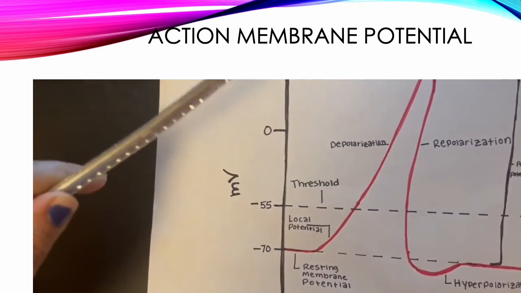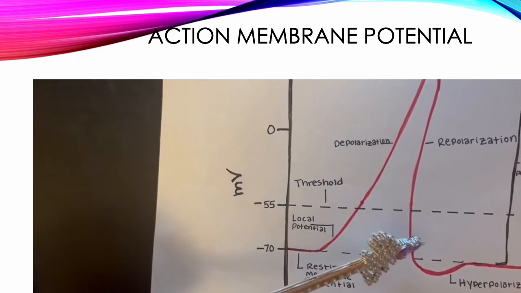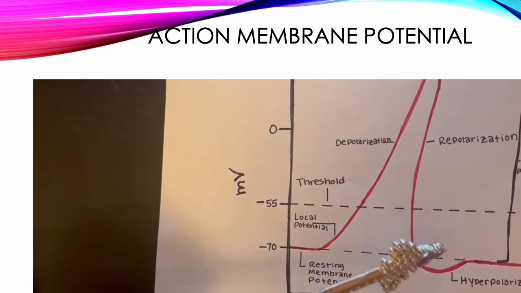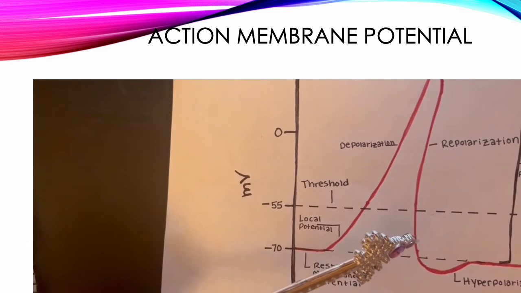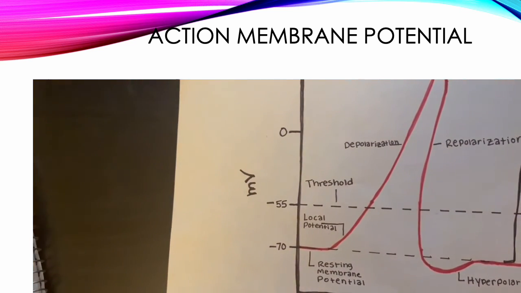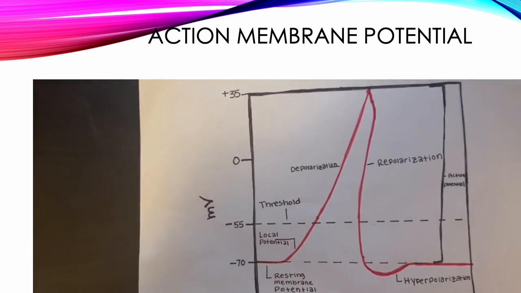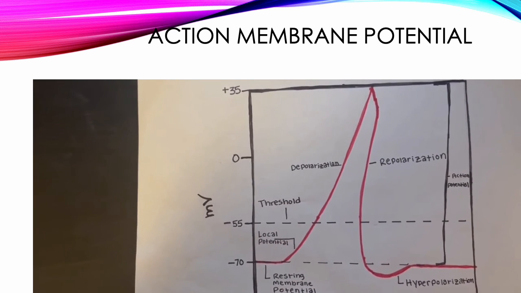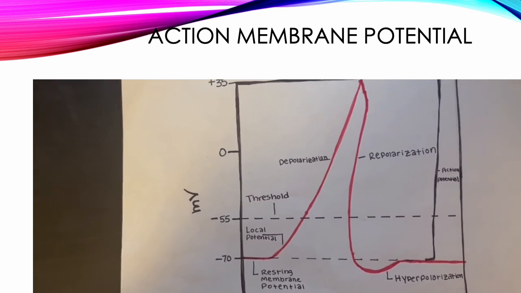Once we get back to negative 70 millivolts, the potassium gates close. Since both gates are now closed, the sodium-potassium pumps go back to the locations they began at, and the membrane can recover and repeat the process.